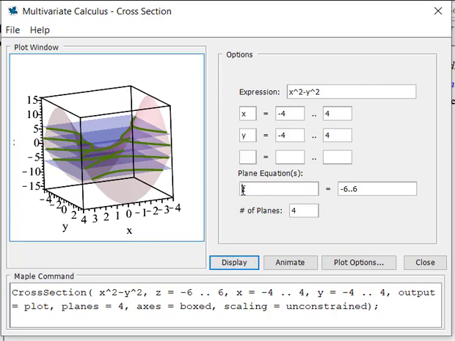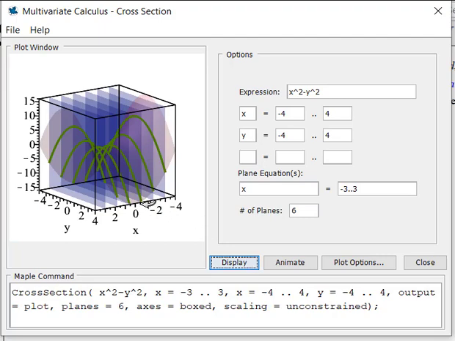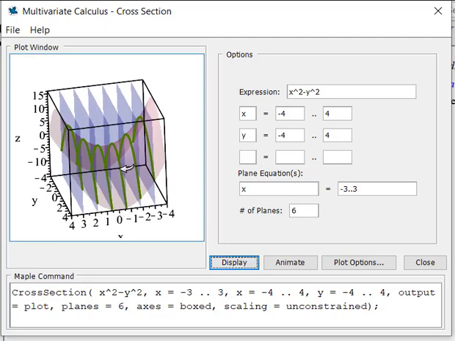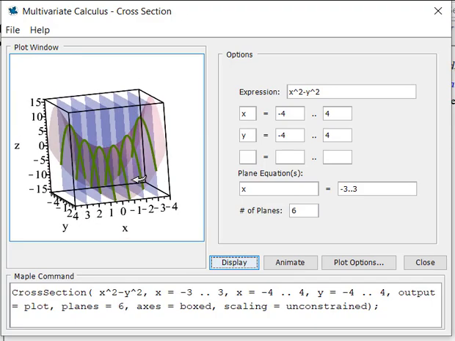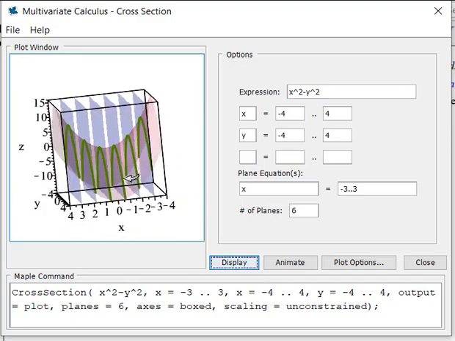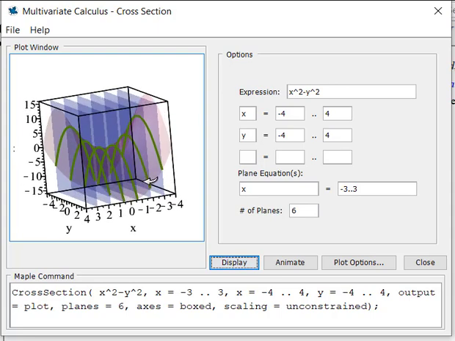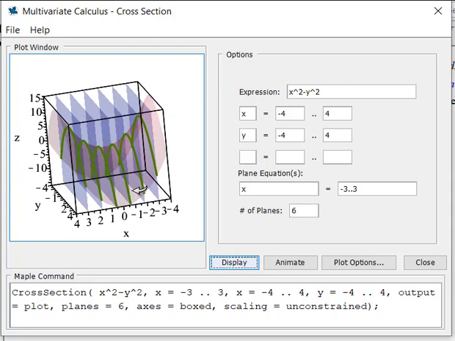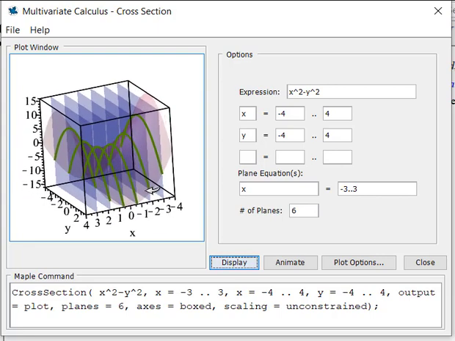Now if I come over here and ask for cuts in the x direction, we should see the same shape, but now we've asked for cuts at x equals -3, -2, etc. So we have the same shaded overall Pringle-looking hyperbolic paraboloid as the surface, but now we're cutting vertically at constant values of x, and now you see that these cuts are forming parabolas.